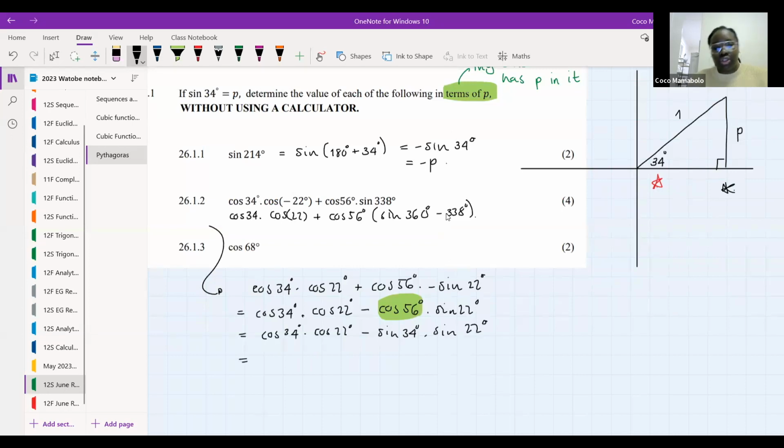And then I can just do the reverse of the compound angle. This is the cos compound angle. So this is going to end up as cos of 34 degrees plus 22 degrees, and this is going to equal the cos of 56 degrees. That's it.